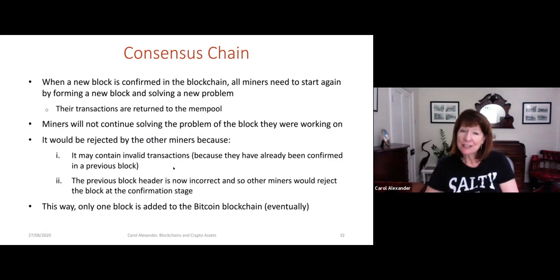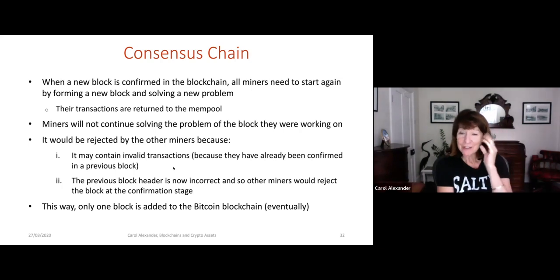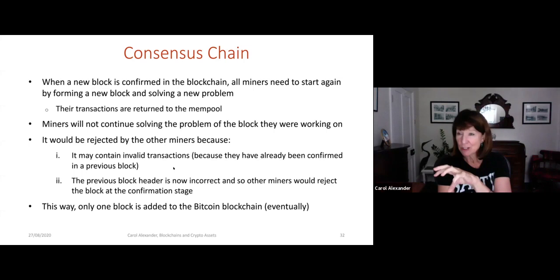Okay, so when a new block is confirmed in the blockchain, the miners start again. The transactions they were building into a block get thrown back into the memory pool, and they're going to start a new block. They're not going to continue solving the problem that they were working on before because it may contain invalid transactions. They could have been confirmed in a previous block, they don't know. And anyway, the previous block header is the wrong one. There's a new block header they have to use. So that's why only one block is added to the blockchain.